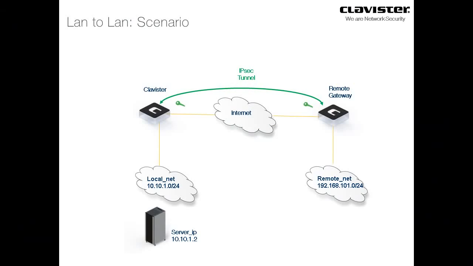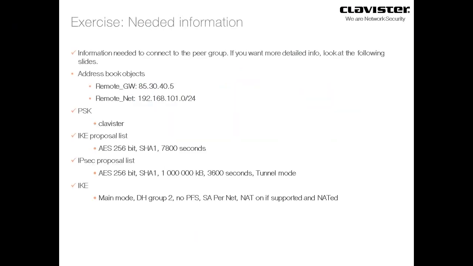Here is the scenario for this video. We have our Clavister on the left and the remote gateway to the right. We are going to set up a VPN tunnel, and you see the local net, remote net, and the server IP to which we will receive incoming HTTP traffic. This is all the needed information.